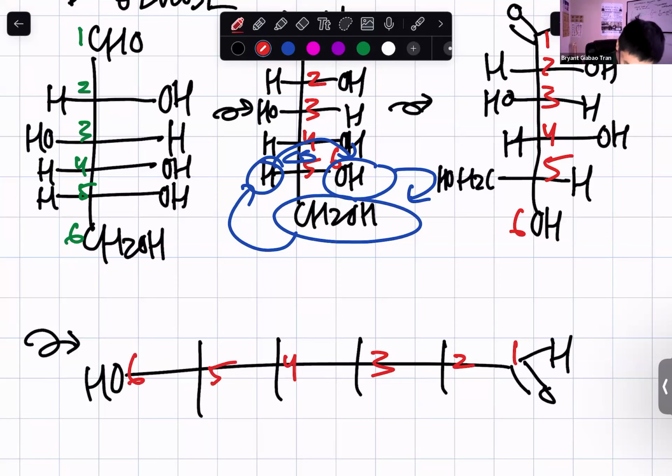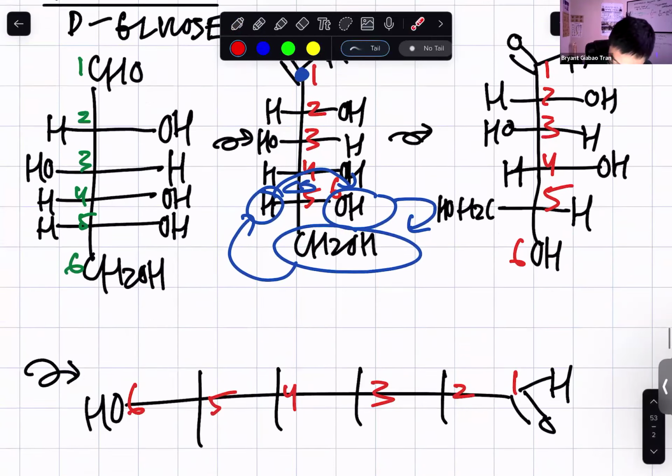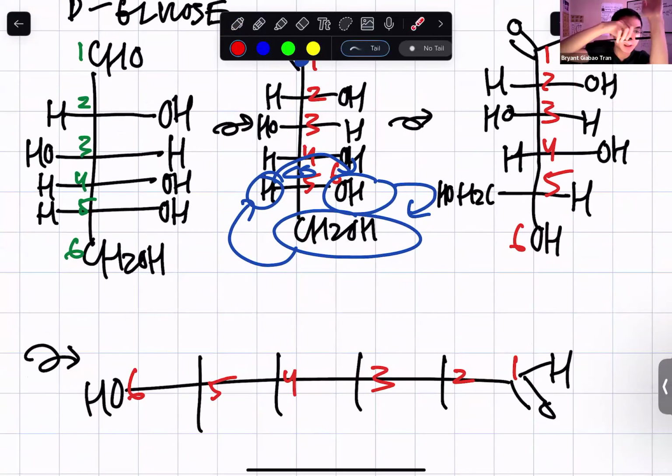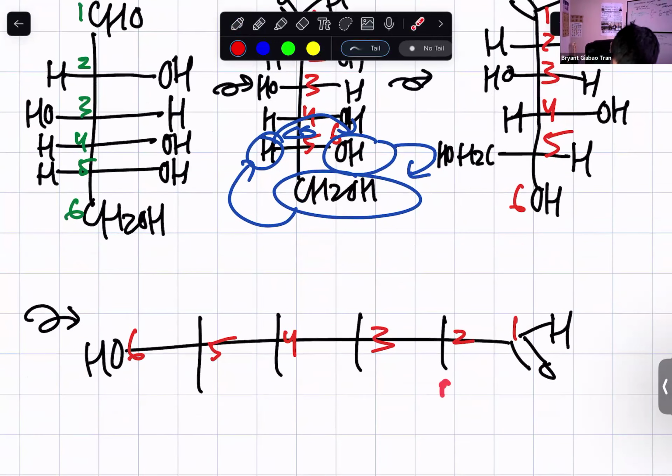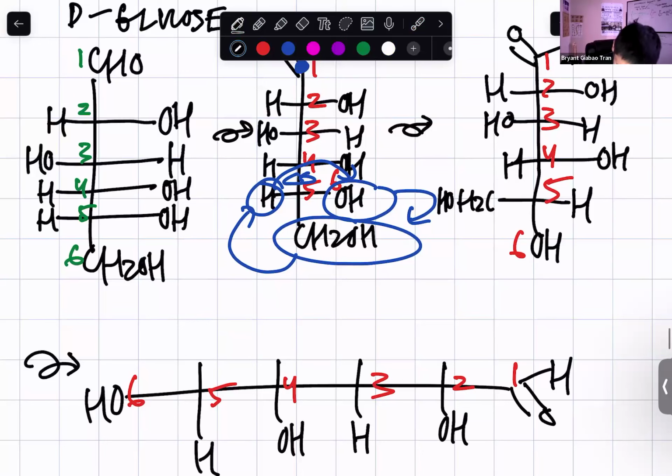Now let's look at carbon 2. If you look at the alcohol on carbon 2, that is going to the right side, like it's attached at the right side. If I topple my hand clockwise 90 degrees, it's going to go down, right? So everything on the right side here is going to go down when I topple it 90 degrees clockwise. Everything on the left side is going to go up when I topple it sideways 90 degrees like that. So everything on the right side down, OH, H, OH, H. Everything on the left side up, H, OH, H.